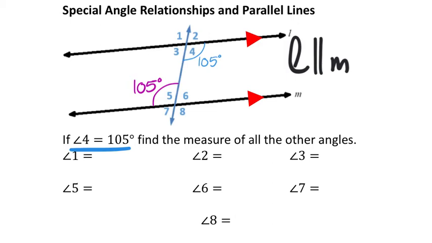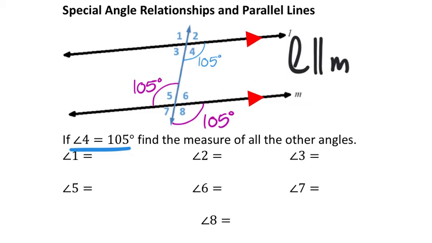Now, you could say angle 8 is vertical with angle 5. That is true. But because I want to focus on the special angle relationships, angle 8 is corresponding with angle 4. They're both, I would say, the bottom right of both vertexes, which means angle 8 also is 105 degrees. I'll fill in the blanks later, by the way.